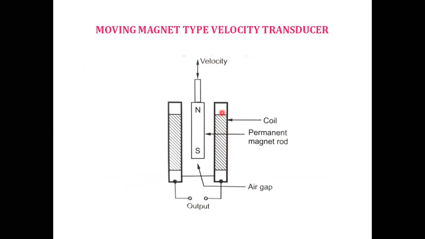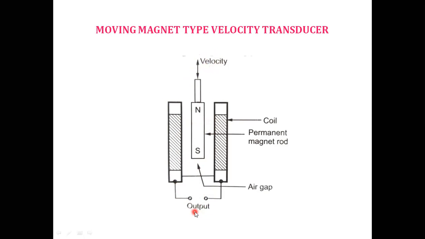This is another type of velocity transducer. These two are the coils, and this is the permanent magnetic rod, and this is the air gap. From these two coils I am going to obtain the output here. The permanent magnet is going to be movable in structure. It is going to move here, and the velocity is going to be acquired in this direction. Due to that movement, I acquire the velocity, and it is measured in terms of this output.